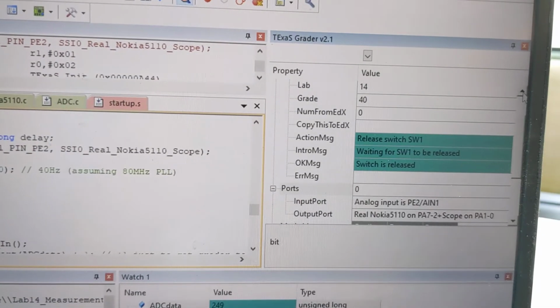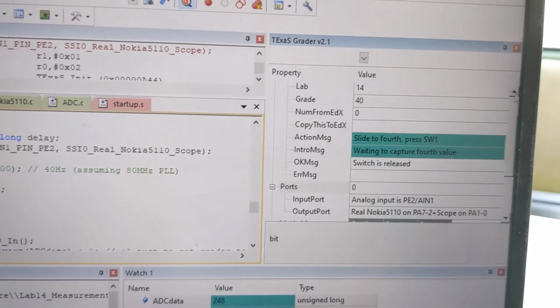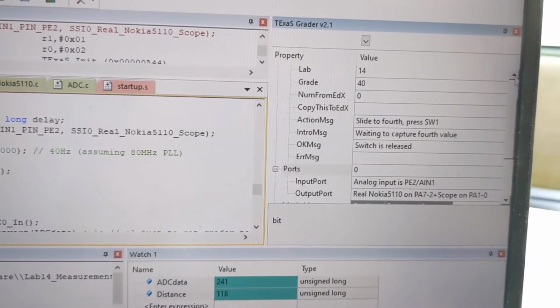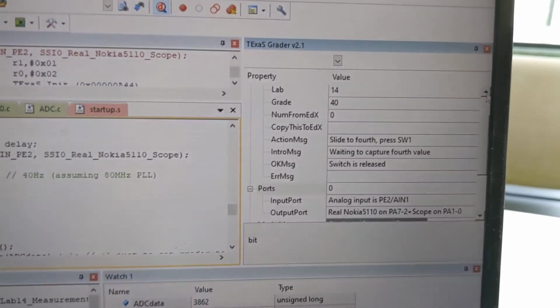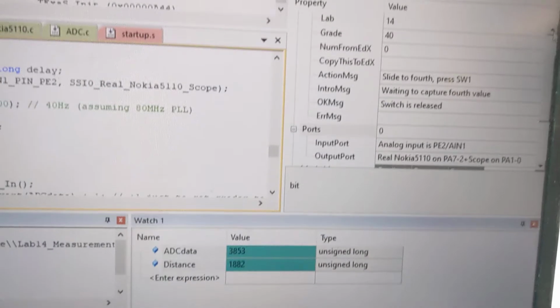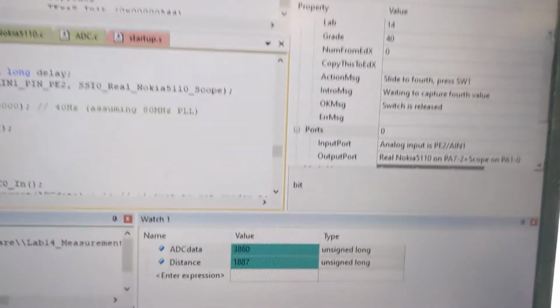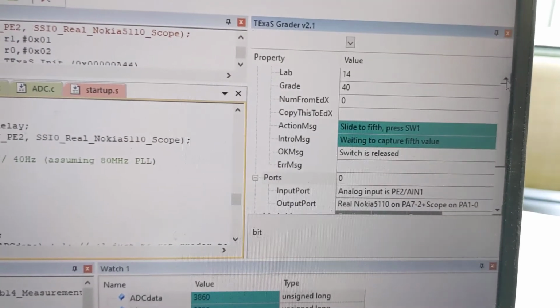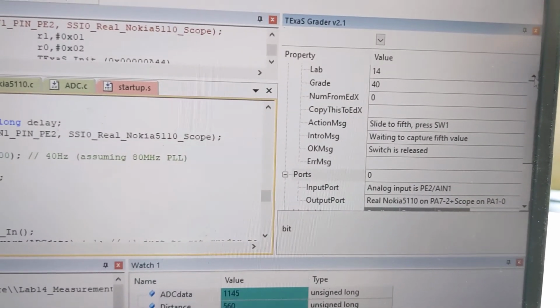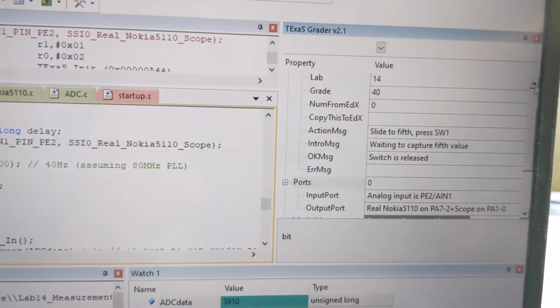toggling my switch 1, right, and again sliding to the 4th. As we know, we are doing it for 5 samplings, so I have again slid it and pressed this switch. Okay, now it's the last iteration. Here again I have to move it.